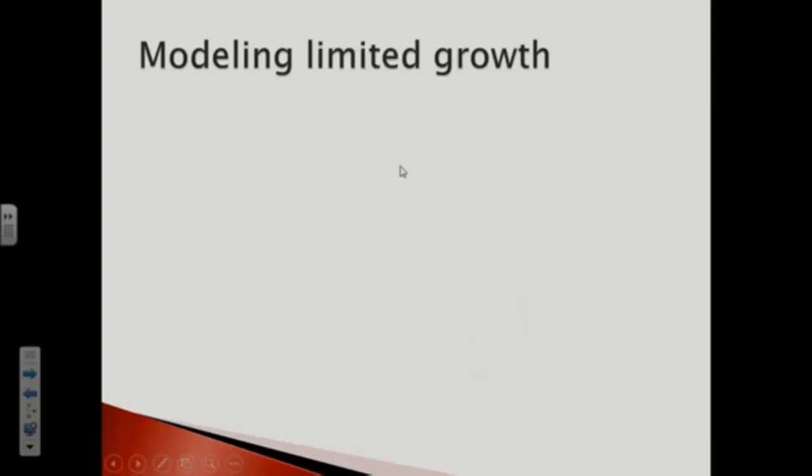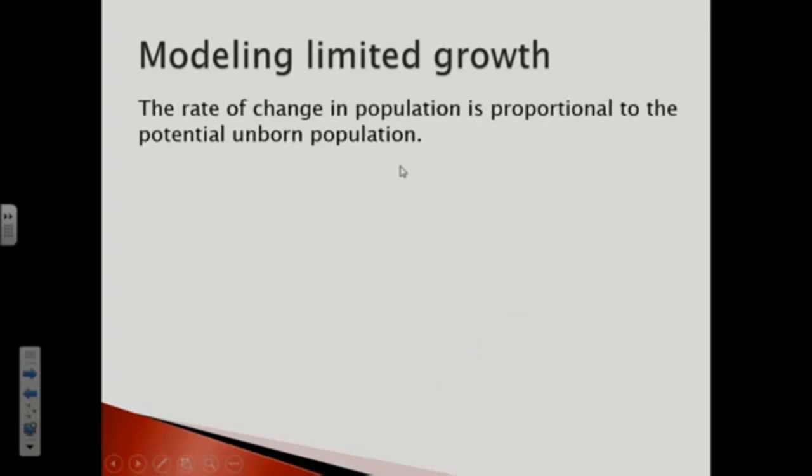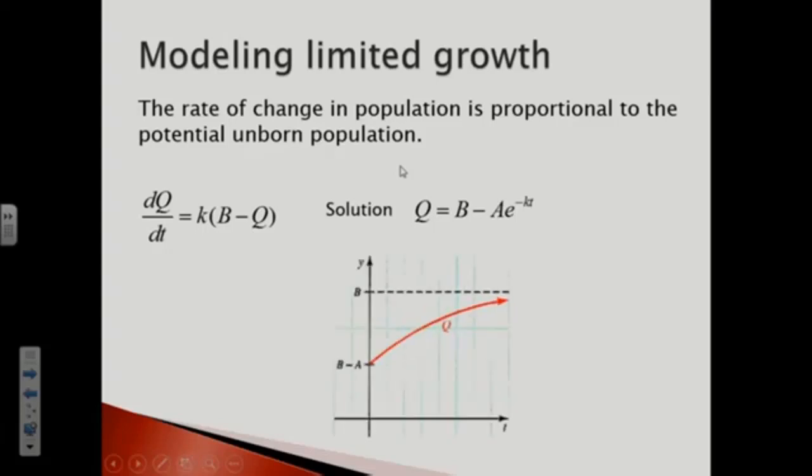Another growth model is called limited growth. The assumption is that the rate of change in population is proportional to the potential unborn population. In other words, dq/dt equals k multiplied by (b minus q). The solution is q equals b minus a multiplied by e to the power of minus kt. In the long run, the value of q also approaches b. Newton's law of cooling is an example of this equation.